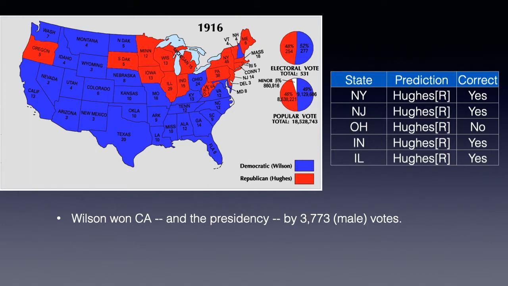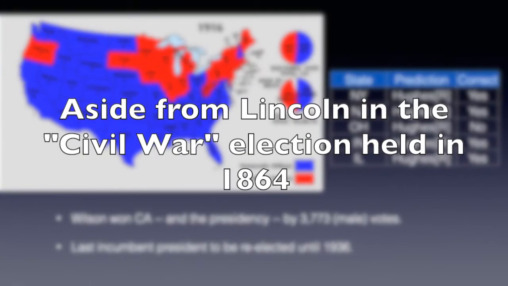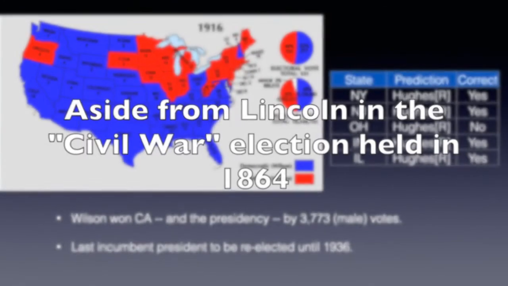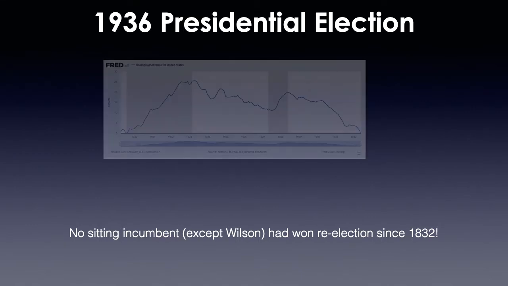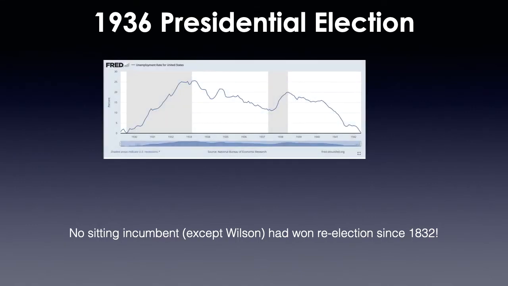So as an interesting side note, President Wilson was the last sitting president to be reelected until 1936, meaning that between 1832 and 1932, the only sitting U.S. president to be reelected to office was President Woodrow Wilson. And speaking of 1936, the 1936 election took place during the Great Depression, and unemployment levels continued to be extremely high even after 4 years of FDR's presidency, typically a really bad sign for incumbents.